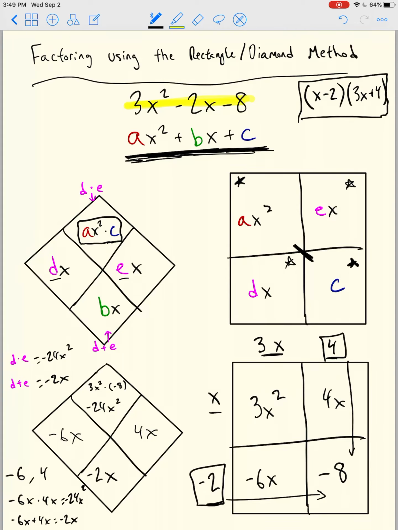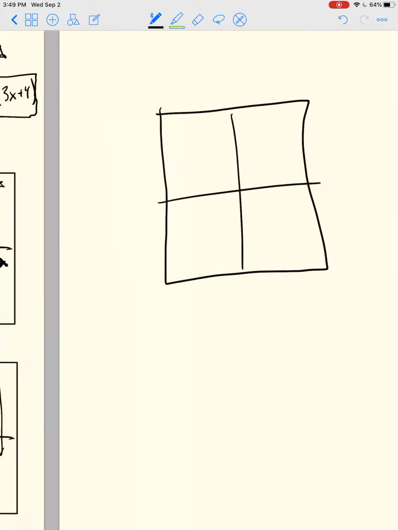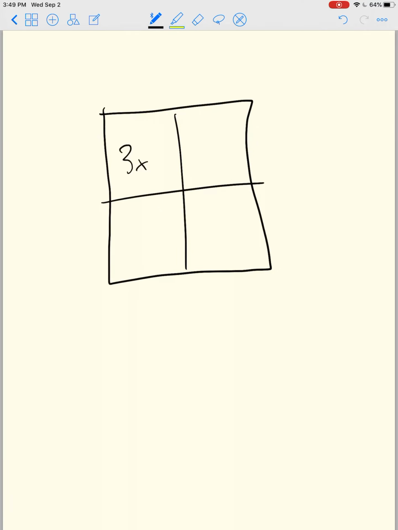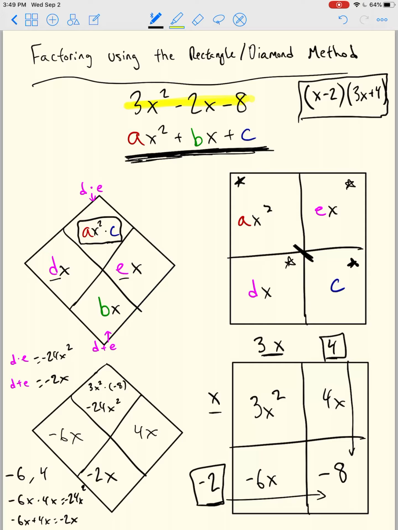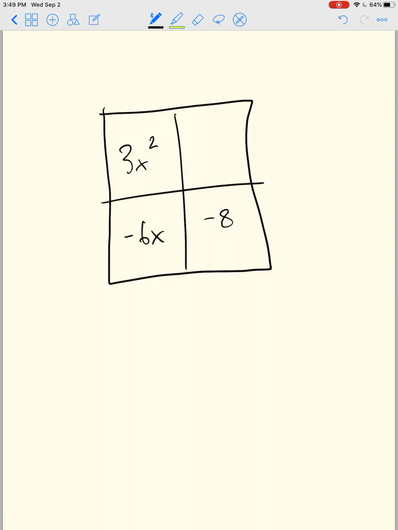One other possible way to solve, I'm just going to really quickly copy this box over. Give me 1 second. 3x squared, -8, -6x, and 4x. Another possible way is to think about pulling out greatest common factors.